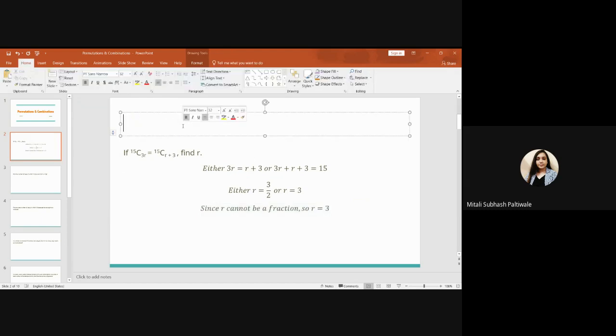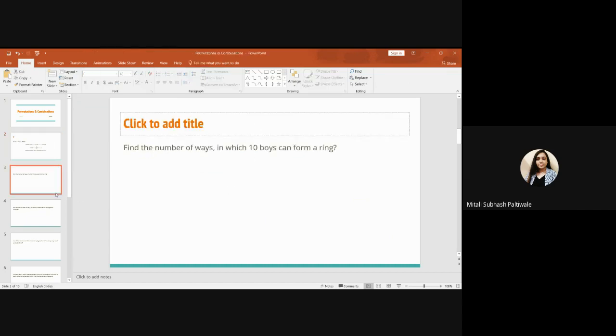That's how we have found it. This is the first question, and the answer was r equals 3. Now look at this question, which says: find the number of ways in which 10 boys can form a ring.